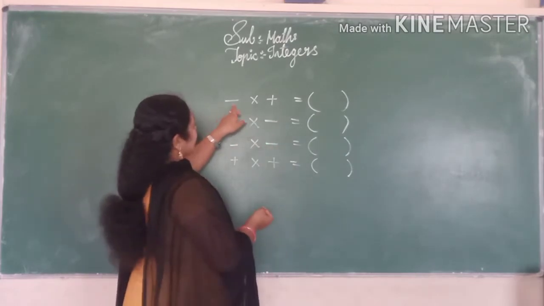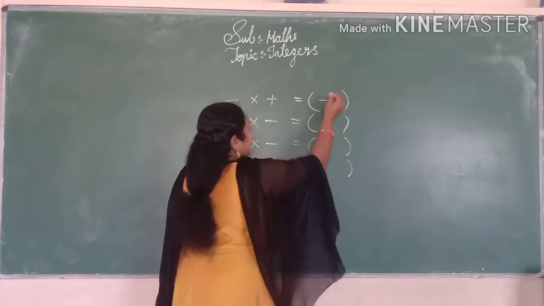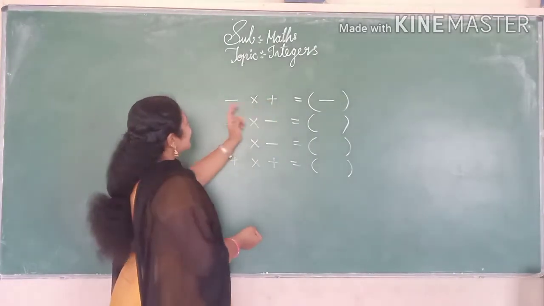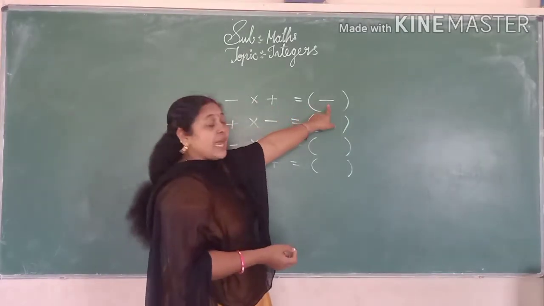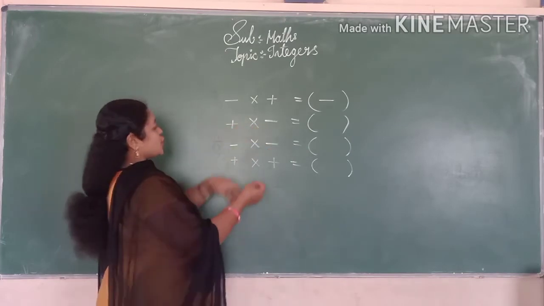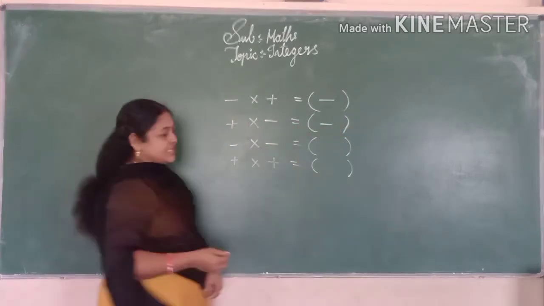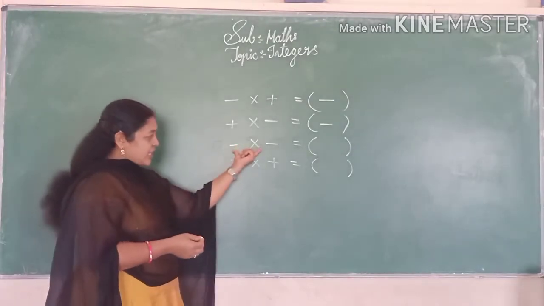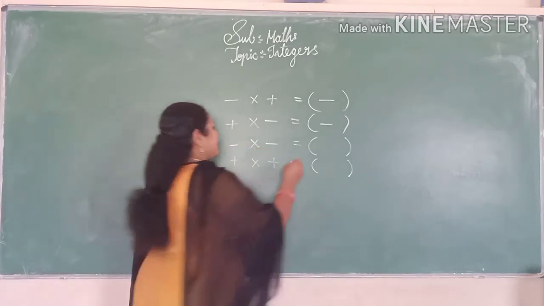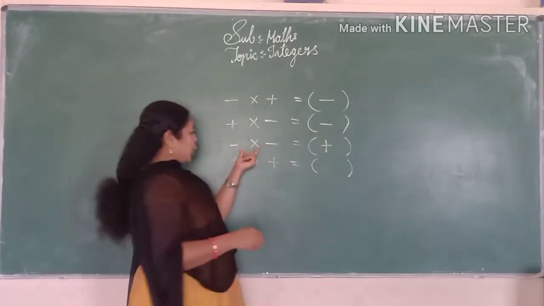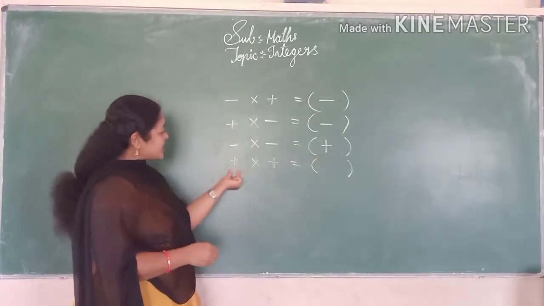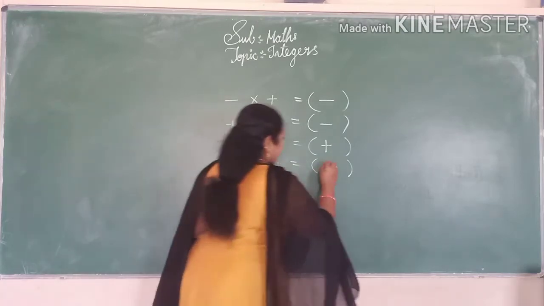So here we have minus into plus is always minus. They are opposite symbols, so opposite symbols will always give the negative symbol. Here also the same, plus into minus will also be minus. When two negatives are together, they make a positive. Two negatives, that is minus into minus, is plus. And now plus into plus, obviously it is plus.